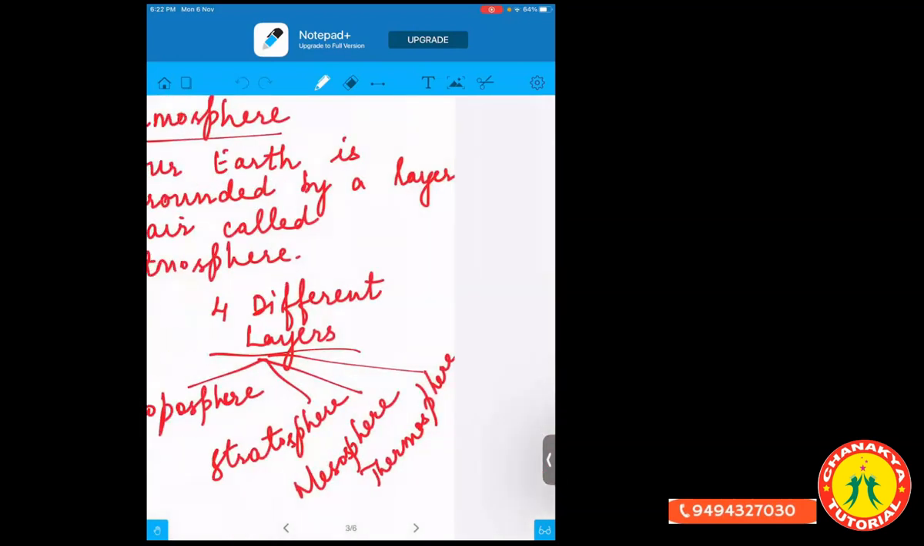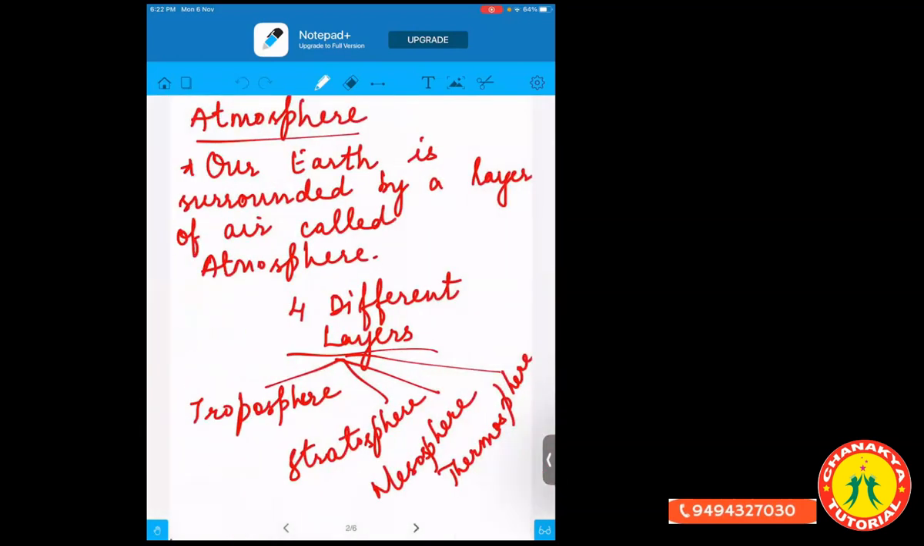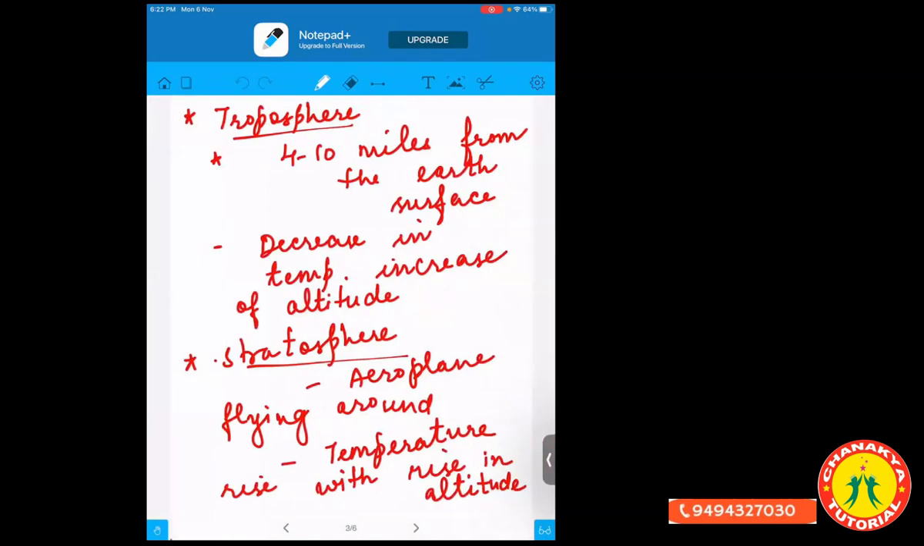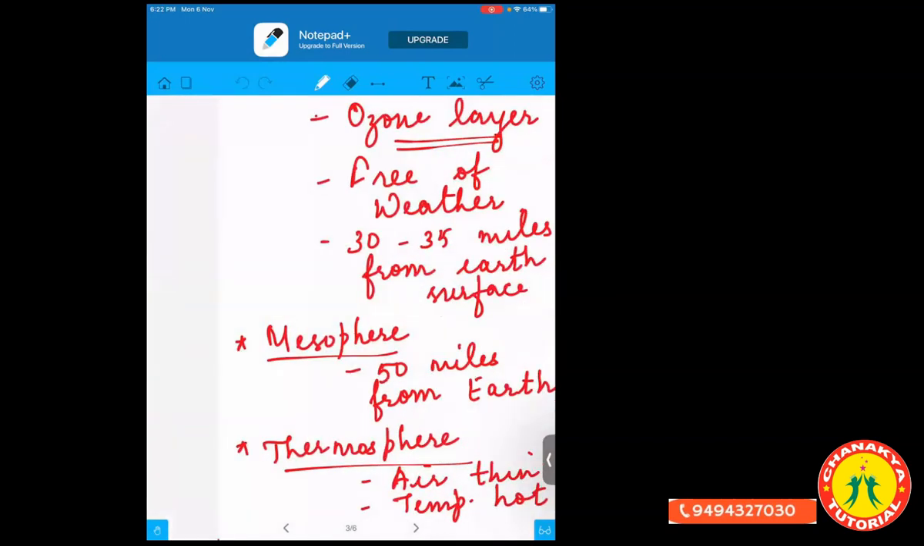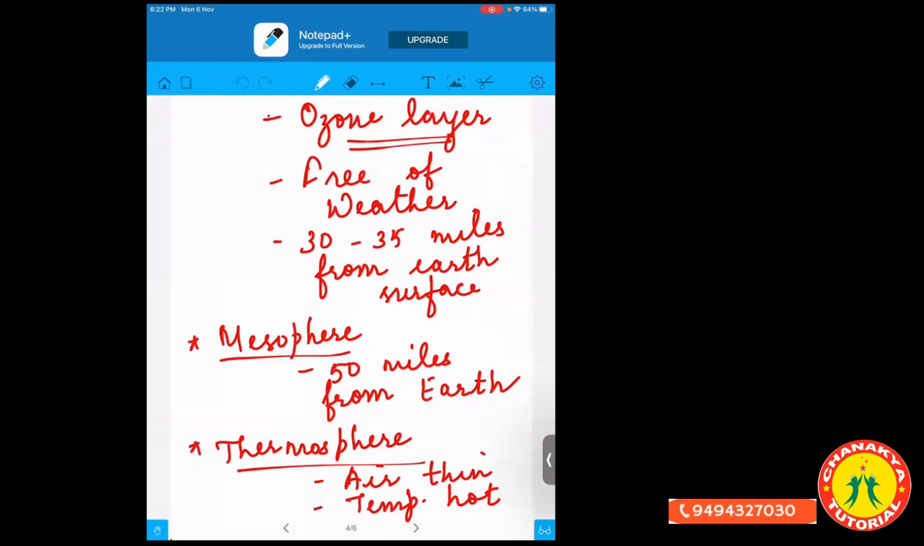It has 4 different layers: troposphere, stratosphere, mesosphere, and thermosphere. Troposphere is 4 to 10 miles from the earth's surface, and when the altitude increases, the temperature decreases. Stratosphere is the layer where the aeroplane flies, and when the altitude increases, the temperature also increases. Then the ozone layer is present in the stratosphere. This layer is free of weather and it is 30 to 35 miles from the surface of Earth.